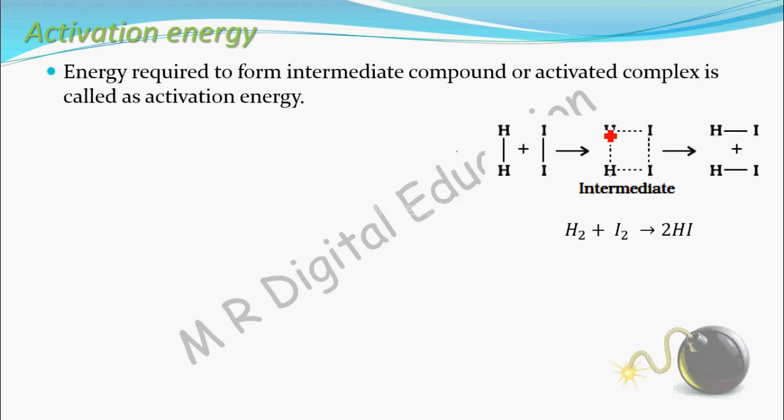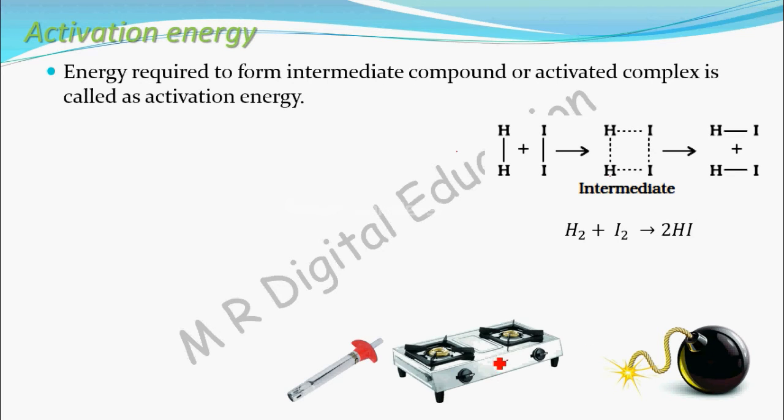Take an example, you will understand more clearly. See, this is a bomb. To burst it, you need a small amount of spark, then it will burst. That small amount of spark is called the activation energy for this bomb. Let's take one more example. See, in a cooker, to light it, you need a small amount of spark from a lighter, then it will light. That small amount of spark is called activation energy.